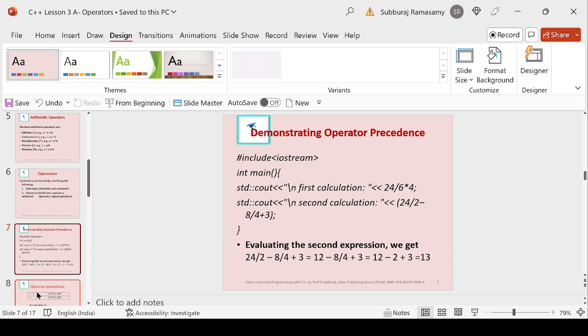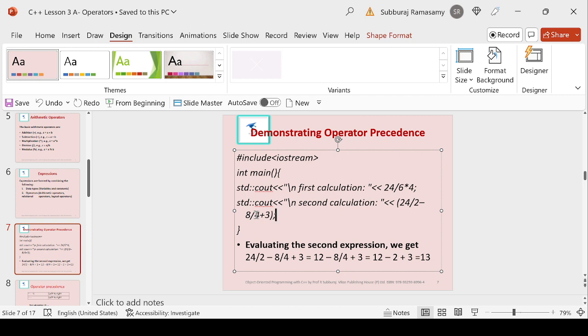The operators have precedence rules. In a complex expression, let us take an example. Look at this example, 24 by 6 into 4. The answer is 24 by 6, which is 4, and 4 into 4 is 16. Suppose I multiply 6 into 4 first, that's 24, and 24 by 24 is 1. That is not the right answer. And then look at the next one, which is much more complicated: 24 by 2 minus 8 divided by 4 plus 3. Will they add this first? No.